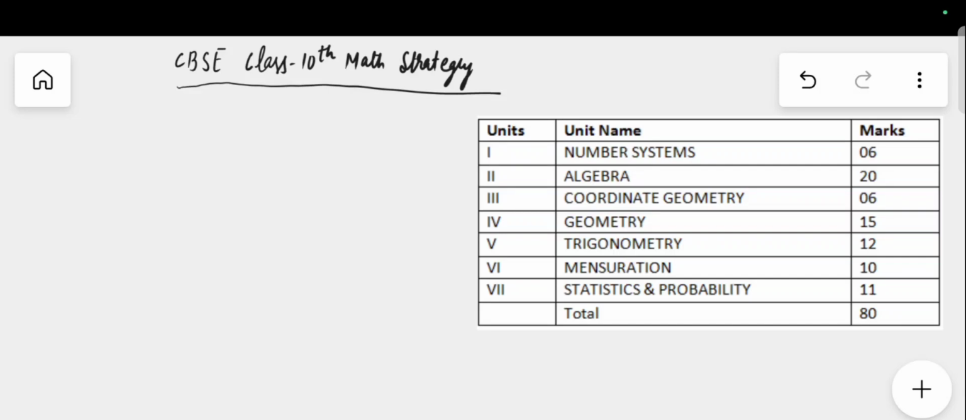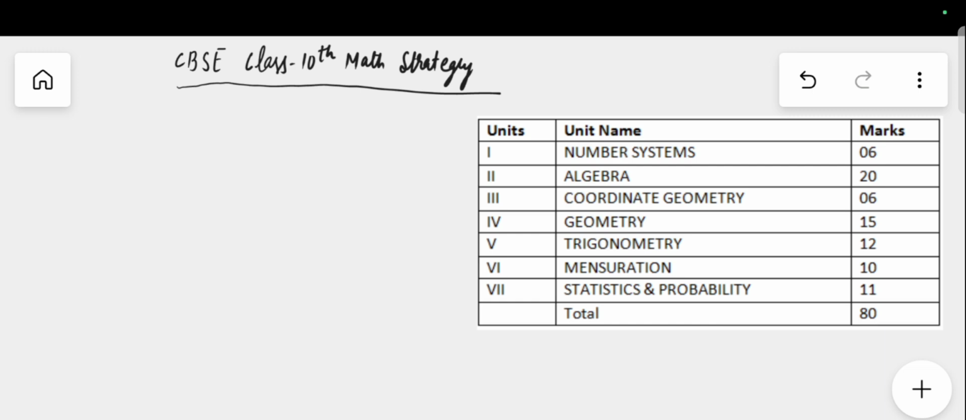I know the board exams are approaching, and the biggest mistake I see students make is trying to study everything at once without a plan. So today I am going to break down the CBSE Class 10 math syllabus step by step. I will show you which chapters carry the most weightage and how I recommend you prioritize your revision to score 90 plus or even a perfect 100.